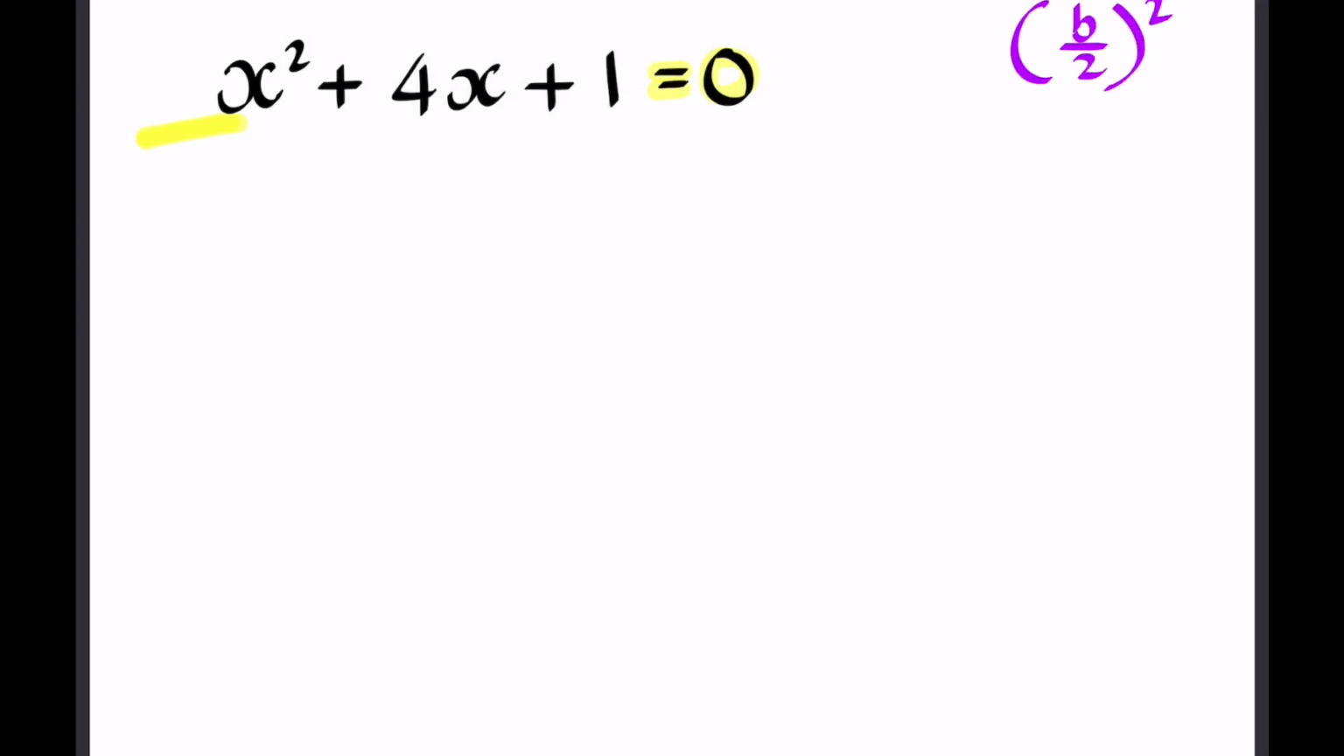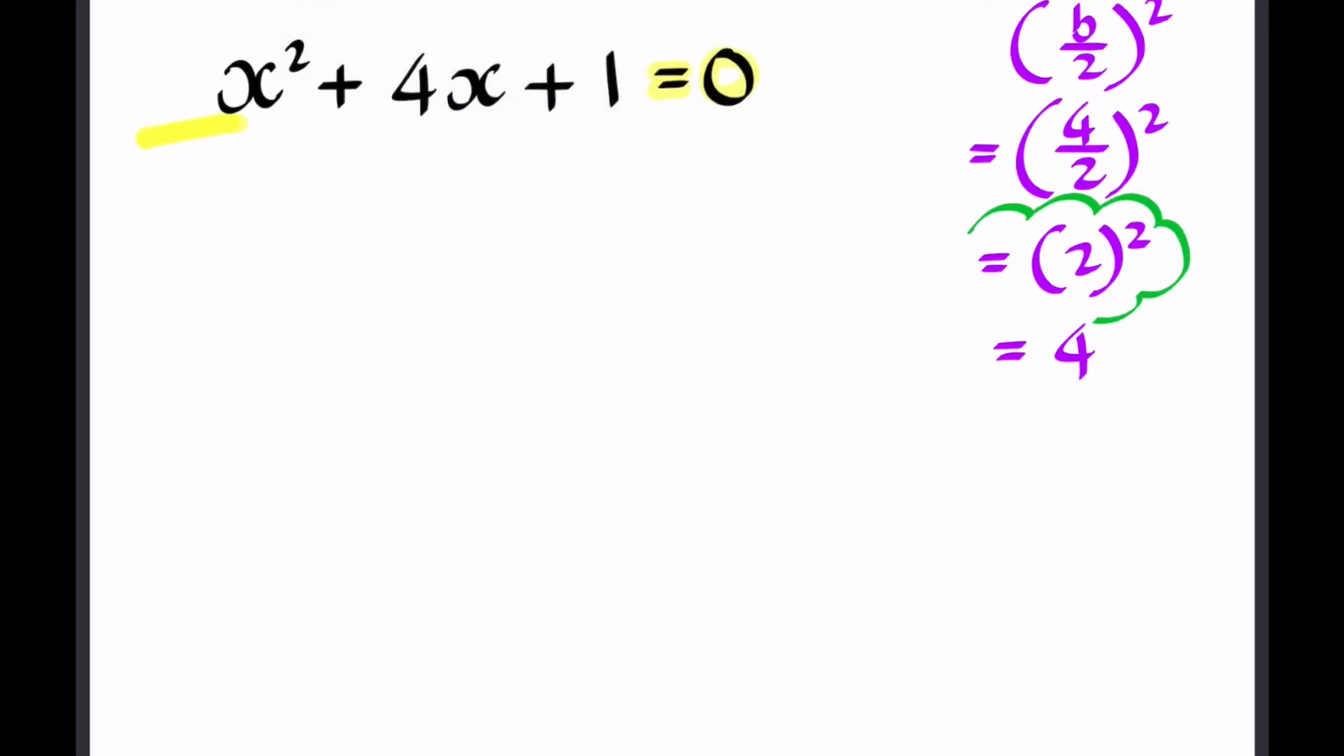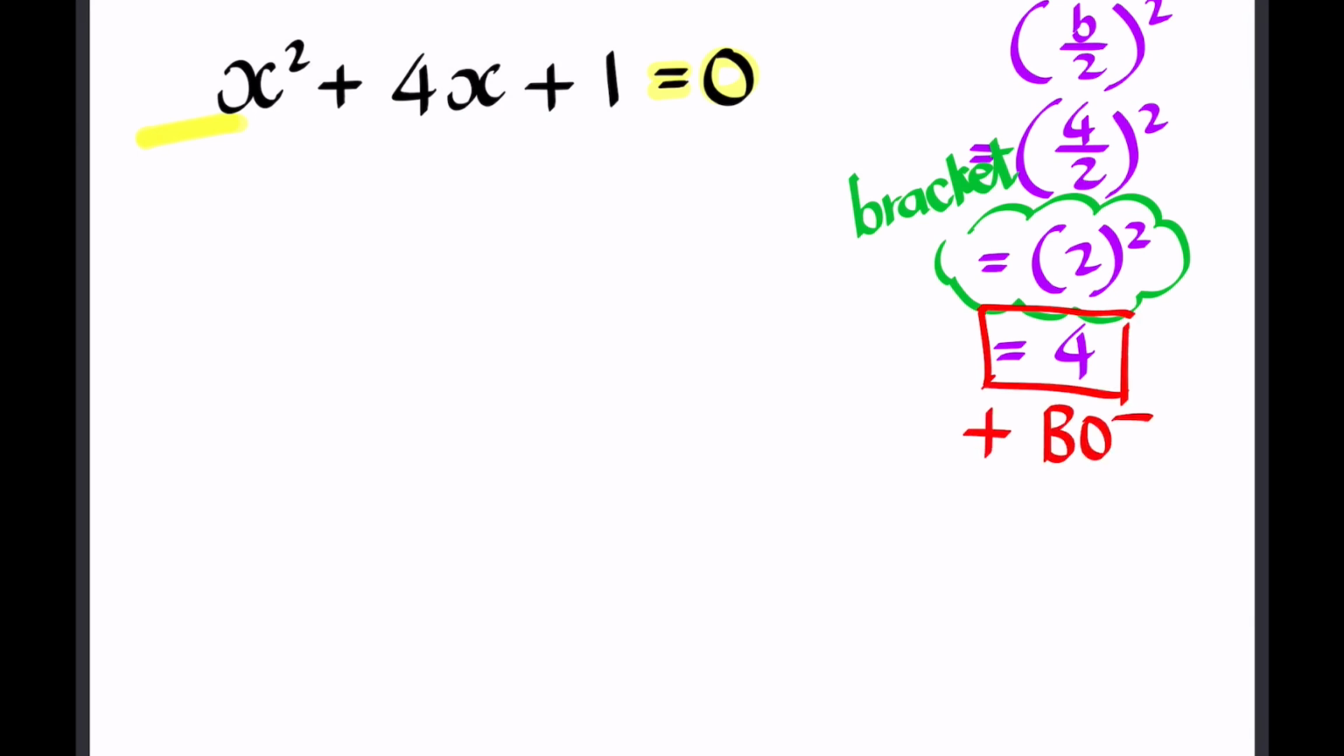What do? B divided by 2 all squared, or B times a half all squared, doesn't matter. B is 4 over 2 squared. 4 over 2 can be simplified. 4 divided by 2 is 2 squared, and 2 squared is 4. So this positive 2 is what I have for my brackets. And this positive 4 is what I'm now going to add to both sides. Why am I adding it to both sides? Because it's an equation and not an expression.